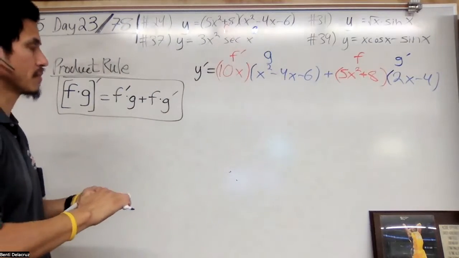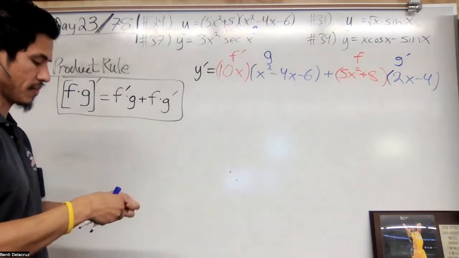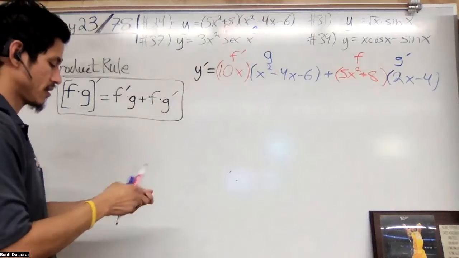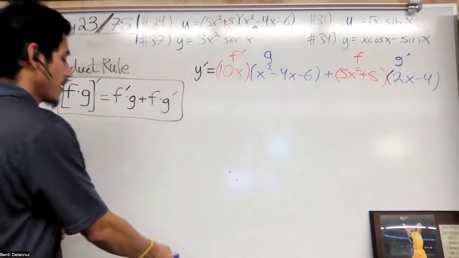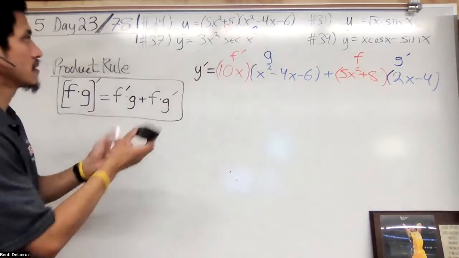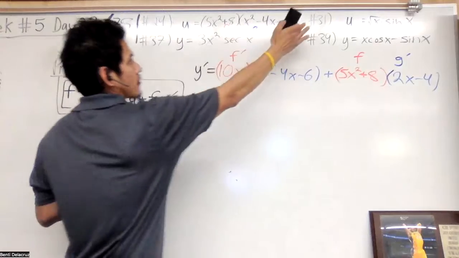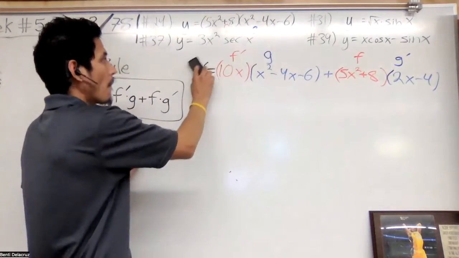I'm not going to spend time simplifying this because that's just the algebra part. This is the calculus part is the key. So that way we can spend more time on another example. So I'm going to go through the next one, 31.